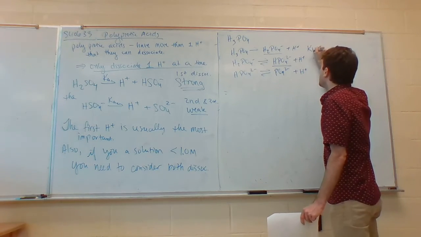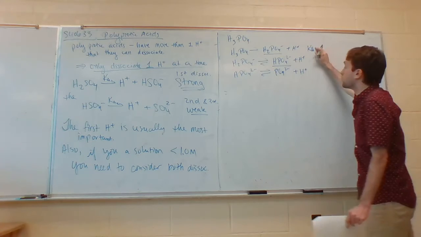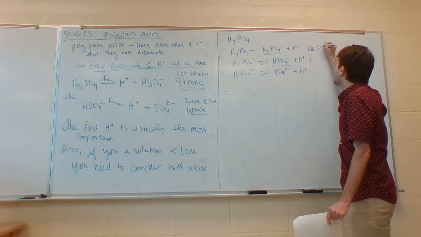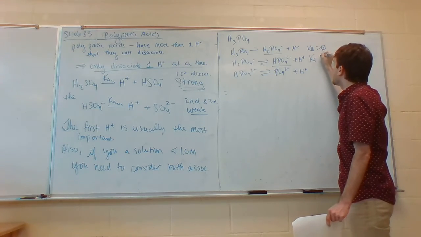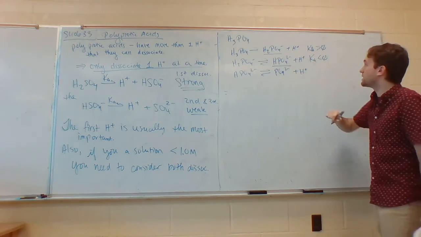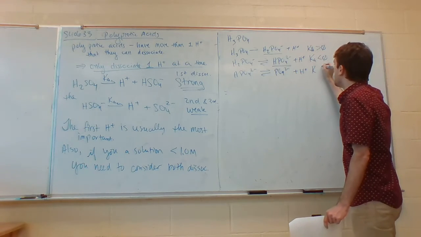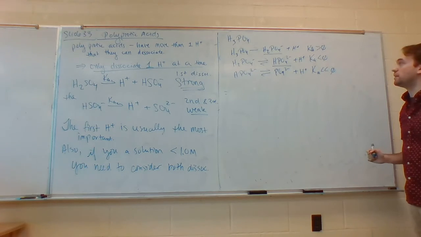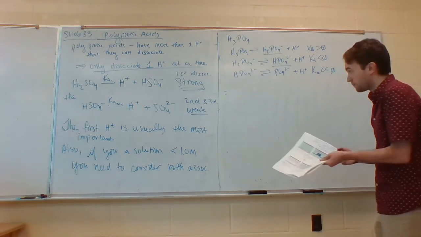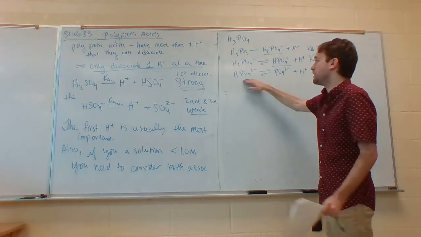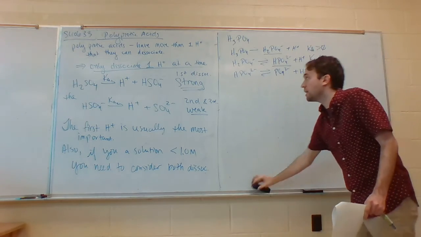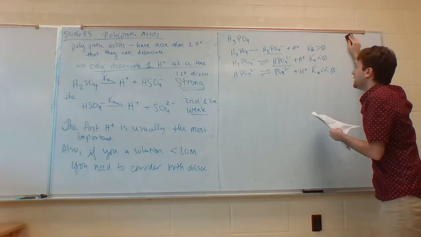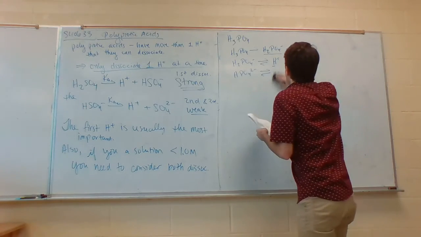This Ka is going to be really, really big. This Ka is going to be small, right? Because it's a weak acid. And then this one is going to be much, much smaller, okay? Because it is a very weak acid, all right? In fact, this usually acts as a base because it's going to take up a bunch of protons, okay? That's the idea of polyprotic acids, okay?